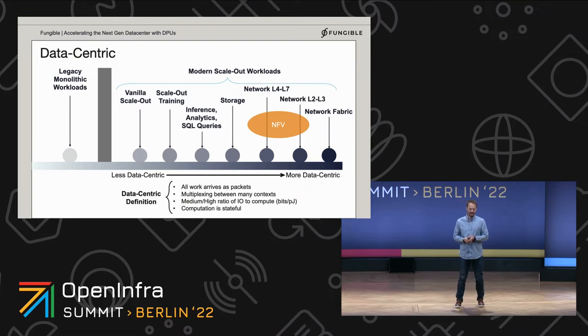And that's how we define data-centric. You look on the spectrum here: the farther we get to the right on the chart, the more data-centric that workload is. At the network layer, everything's packetized. There's lots of multiplexing. There's a ton of I/O, and as you move to the left, there tends to be less data management requirement.